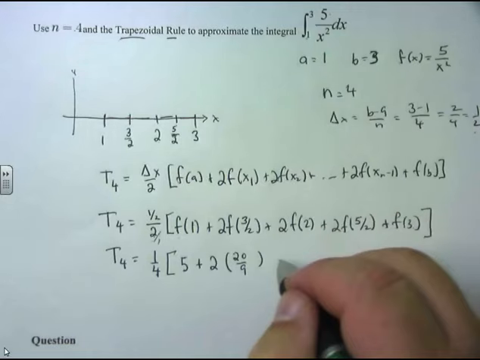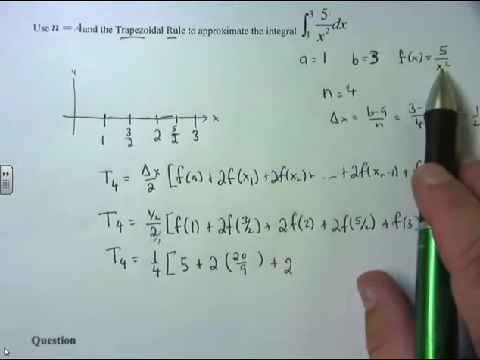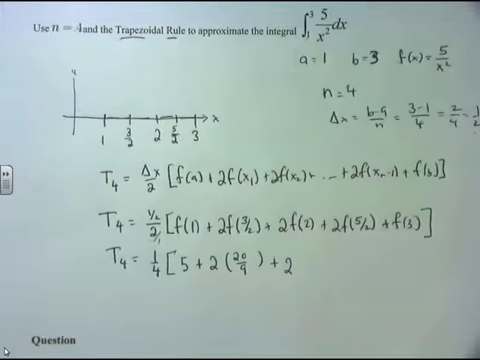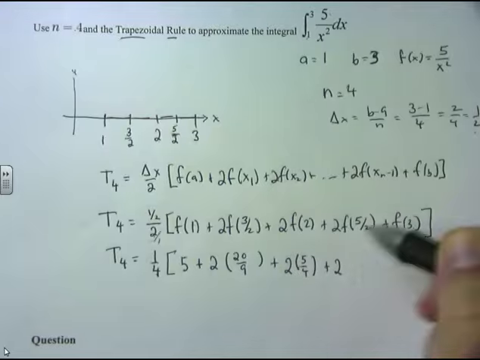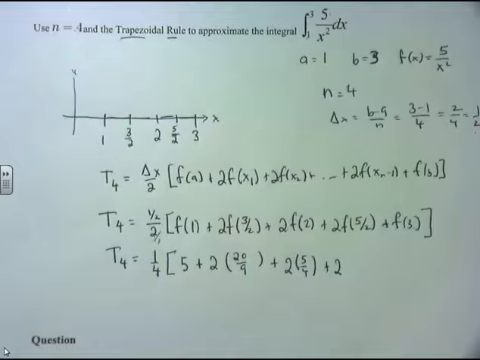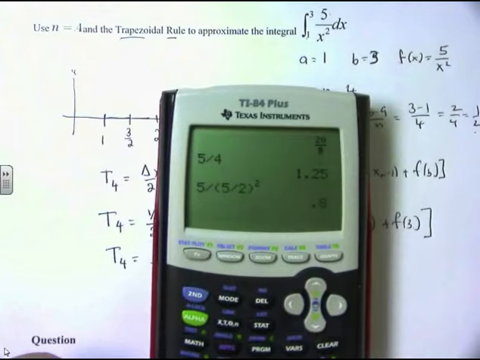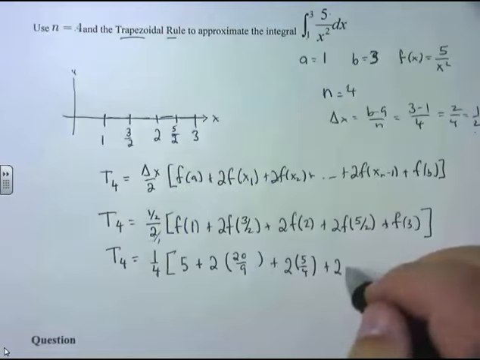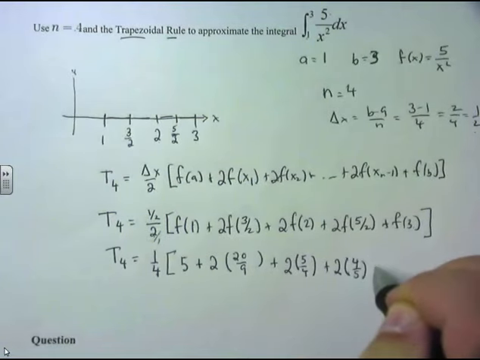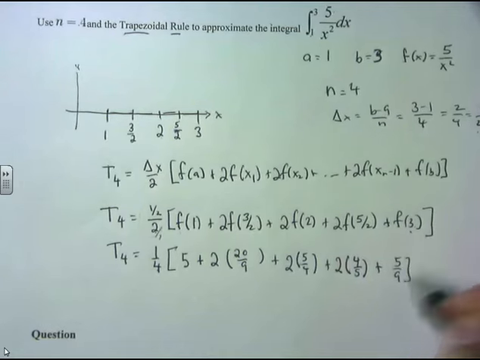Plus 2 times, plugging in 2, I can do that in my head: 5 divided by 2 squared is 5 divided by 4, plus 2 times 5 divided by 5/2 squared. Plugging that into my calculator, I get 0.8, and I can convert that to a fraction, 8/10, which is 4/5. Plus, plugging in 3, 3 squared is 9, so this will be 5/9.